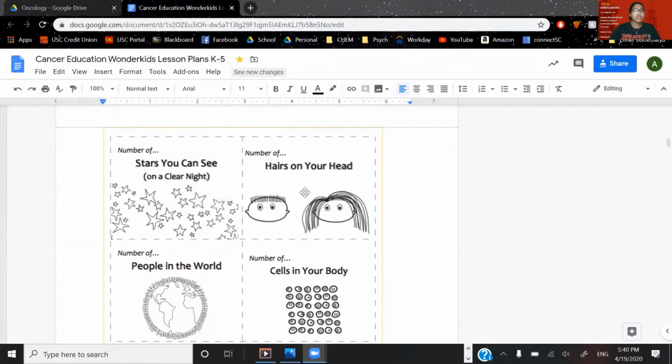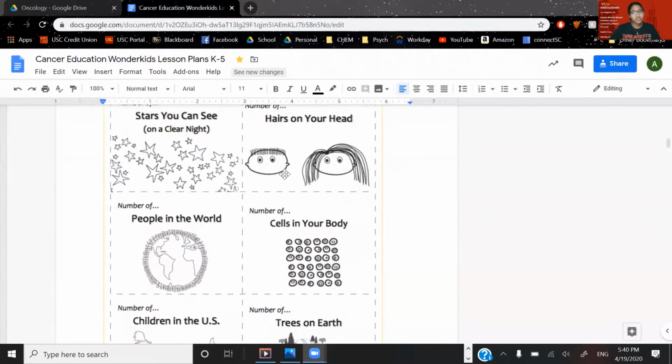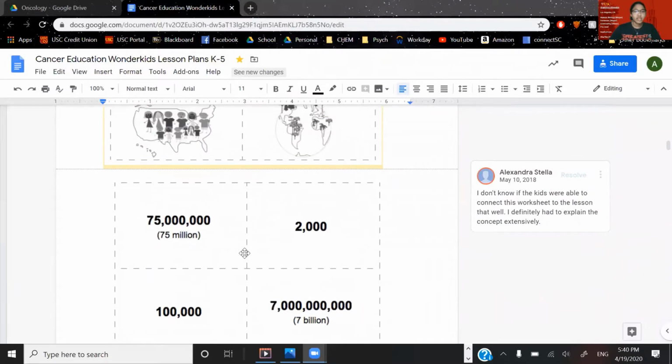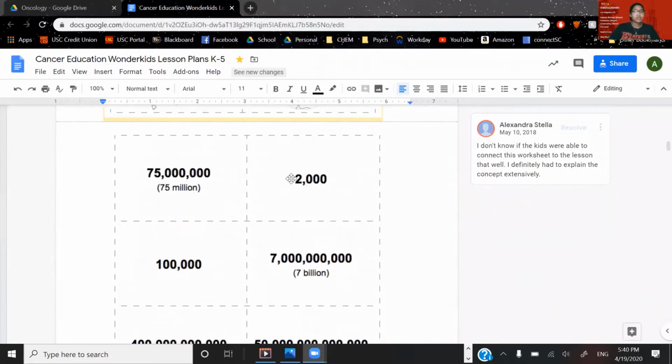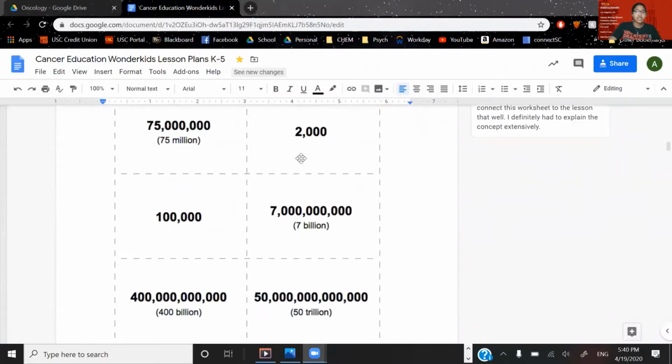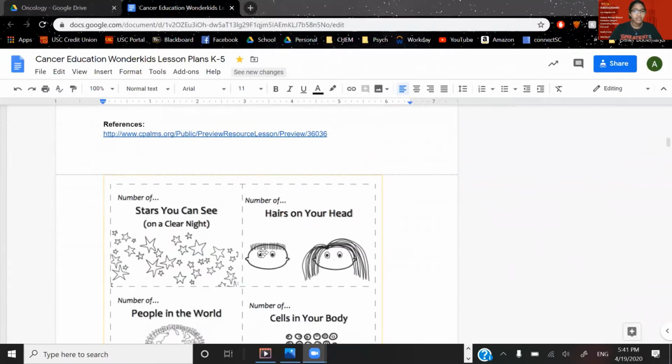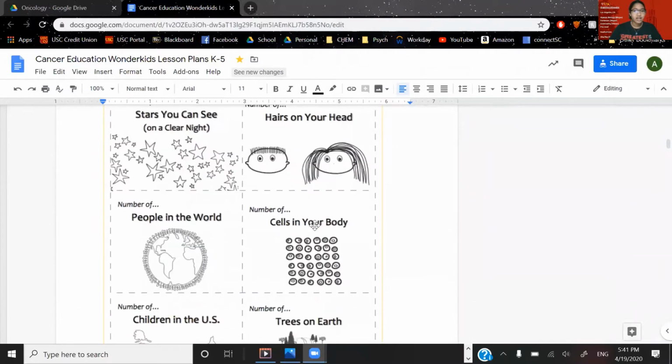After you have this guessing game where it's a free-for-all, you can write the actual answers on the board, but don't pair them up yet. What I did was I wrote each of these numbers on the board in ascending order. I started with 2,000 and then 100,000 and so on, in kind of a pyramid shape. Then I asked the students, which one do you think is the value of 2,000? And obviously it's one of these. I believe it's the number of hairs on your head.